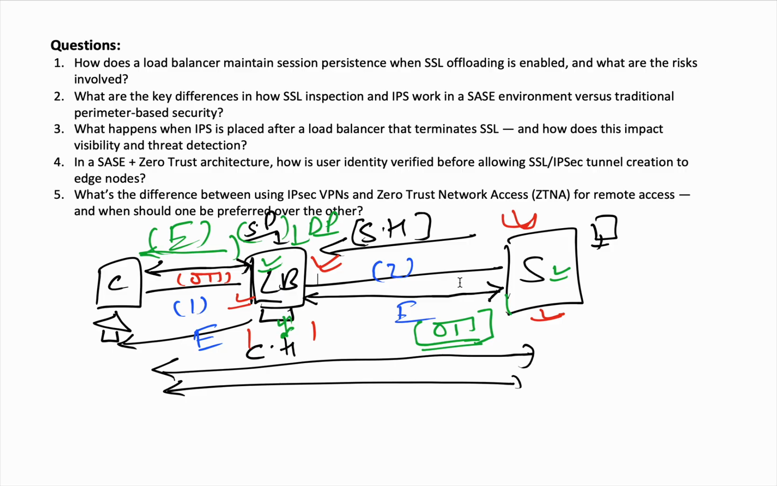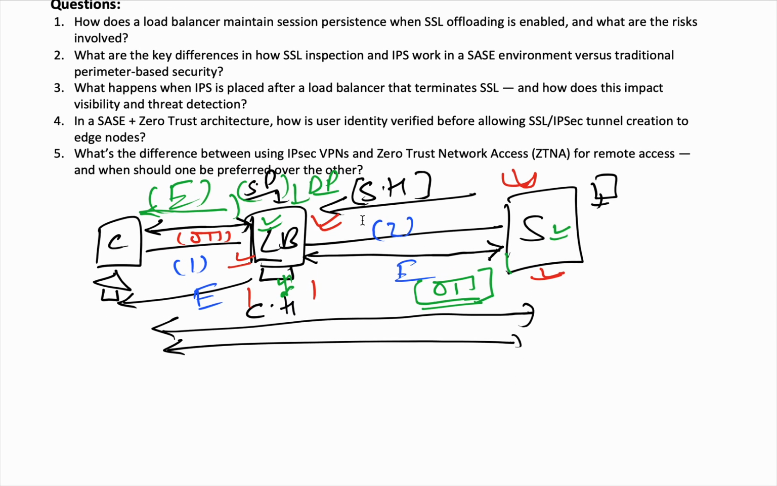This reduces CPU and a lot of load on the end server. So what they are trying to ask is, how does a load balancer maintain session persistence when SSL offloading is enabled? What are the risks involved? Sometimes you might be confused. What is SSL offloading? Is this SSL decryption taking off? You're offloading the work from the end server to the load balancer. Simple.